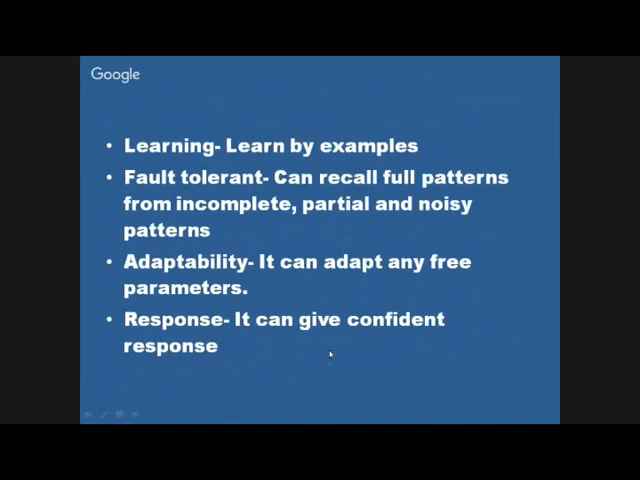The next point is learning. That is, you learn by examples. For example, let us take the real life case of a doctor, right? Every time if we fall sick, then we want to go to the senior doctor, right?